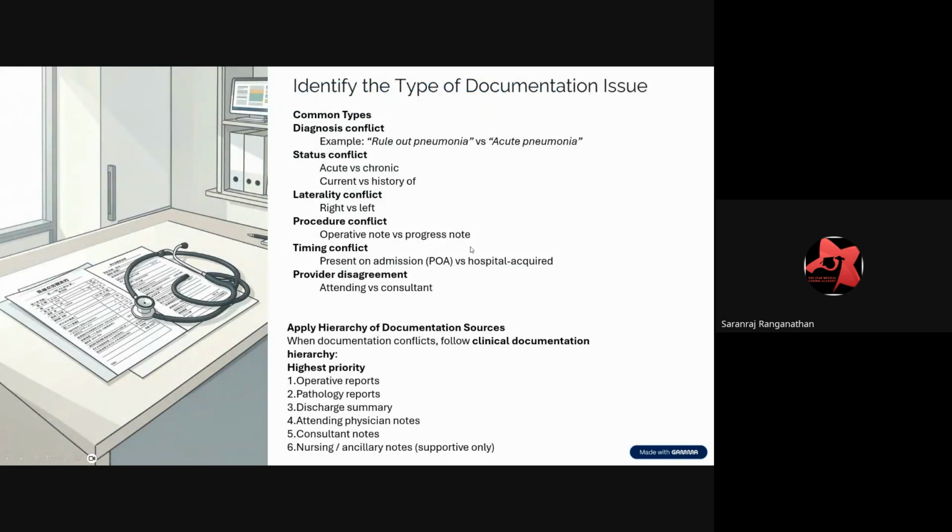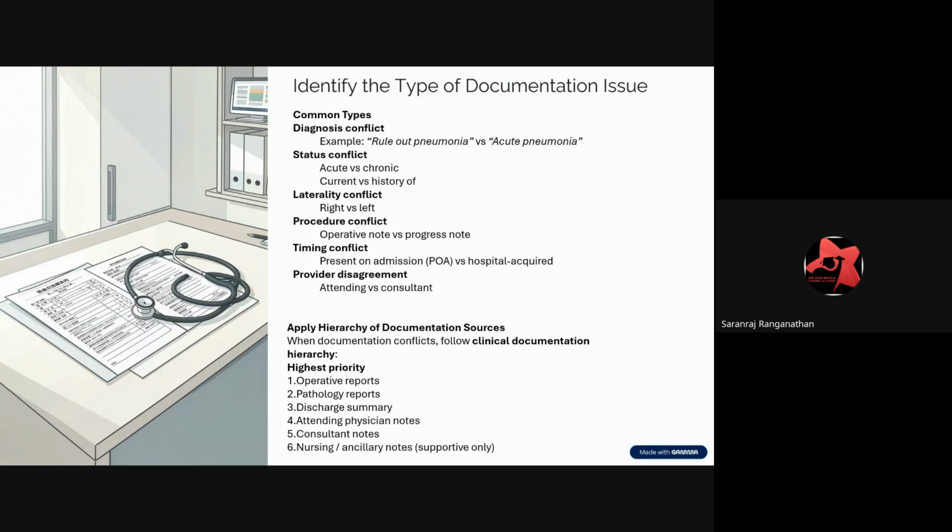So how do we identify the issues? Commonly, where will we see the issues? Common types: a diagnosis conflict, such as ruled out pneumonia or acute pneumonia. A status conflict, whether the acuity is acute or chronic, or current or history. Most people get confused when a patient is coming for a history of cancer, say for example history of breast cancer, without understanding the entire documentation, whether it is in the assessment or plan, the impression, the progress note, or the surgery notes, depending on the specialty. They may come to a conclusion that history of breast cancer means they will end up with the Z series.